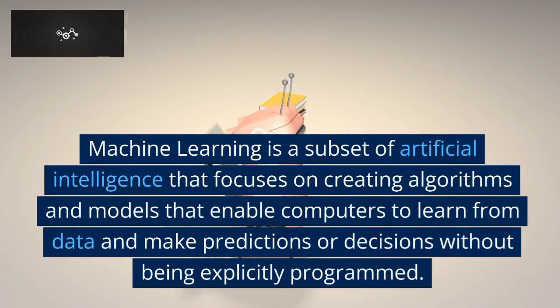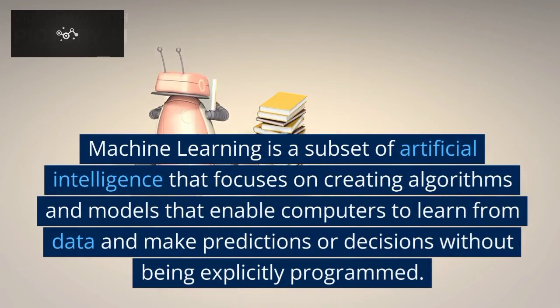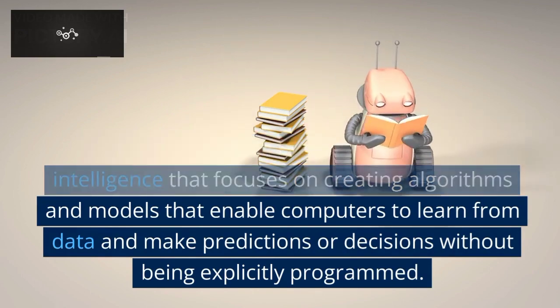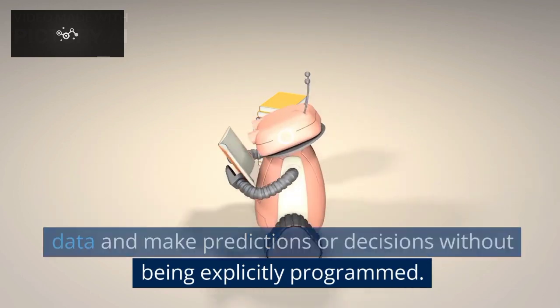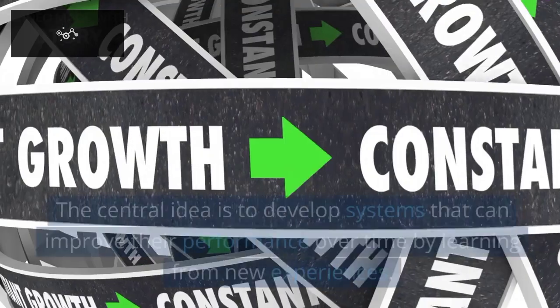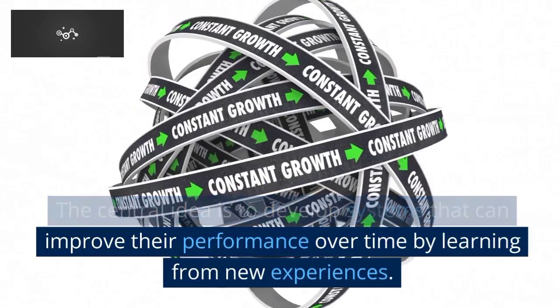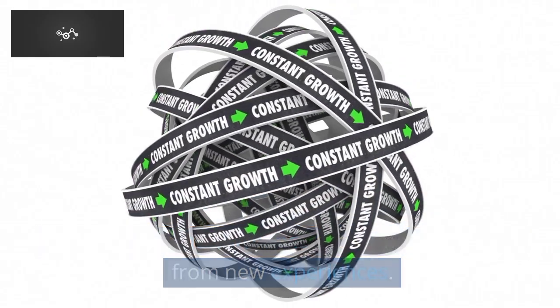Machine learning is a subset of artificial intelligence that focuses on creating algorithms and models that enable computers to learn from data and make predictions or decisions without being explicitly programmed. The central idea is to develop systems that can improve their performance over time by learning from new experiences.